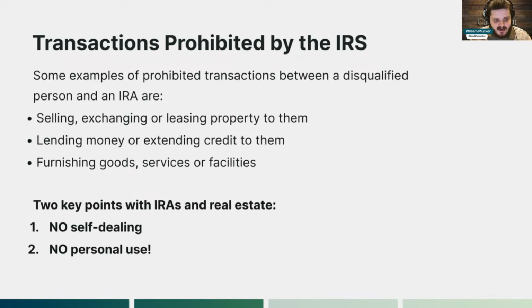Because your IRA is making that investment, you as the account holder cannot receive a direct benefit from that investment, nor can you provide a direct benefit to that investment. So when it comes to real estate, if your IRA purchased that property, you as the account holder couldn't stay in that property even one day out of the year.